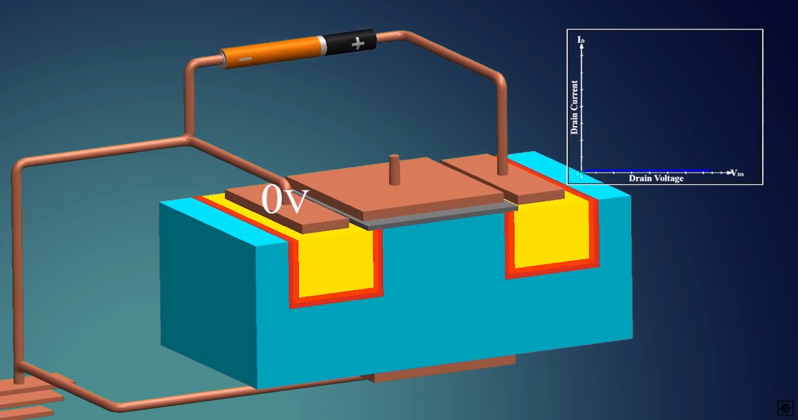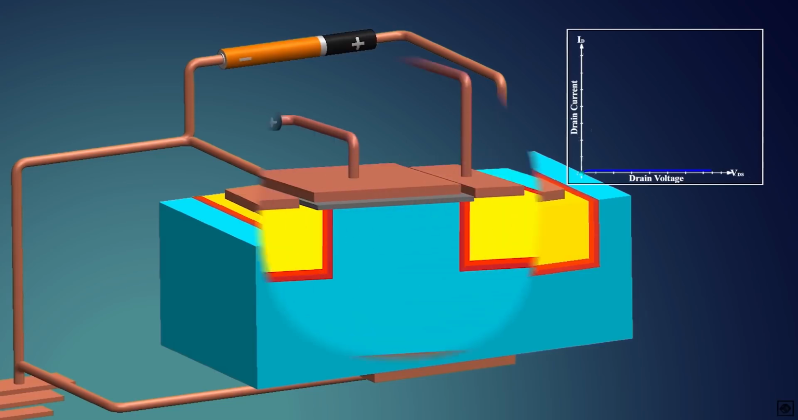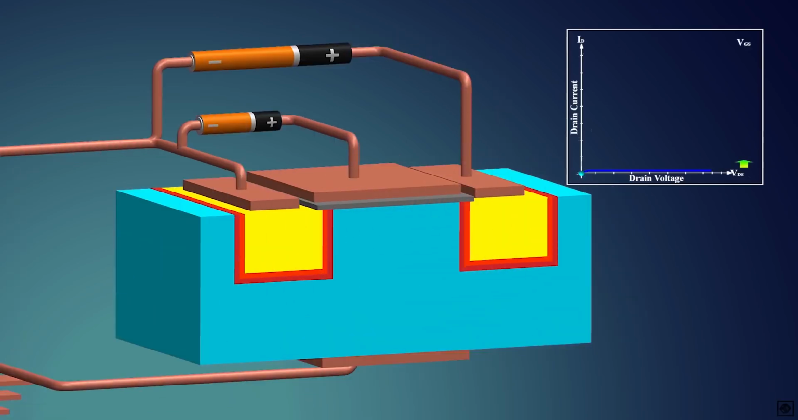Now to flow current from drain to source, we have to create a channel between them. To create the channel, we connect a small voltage source between the gate and substrate with the positive terminal to the gate. This voltage is called VGS as it's between the gate and the source.